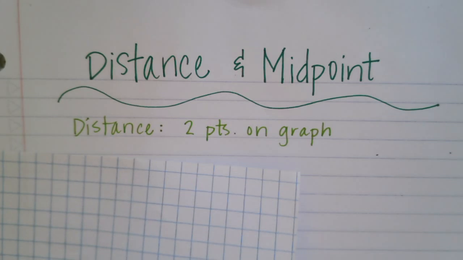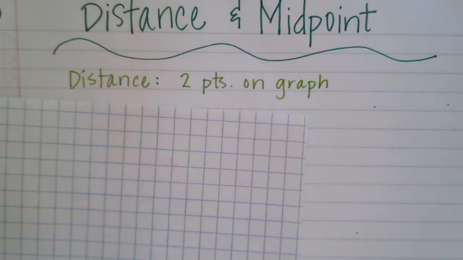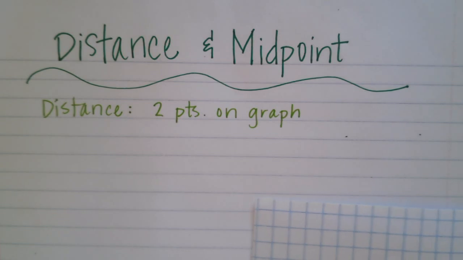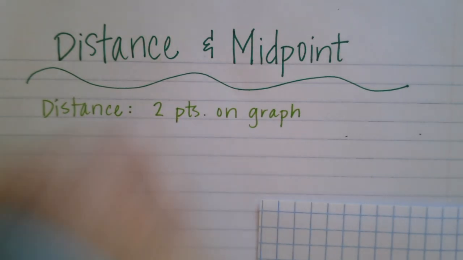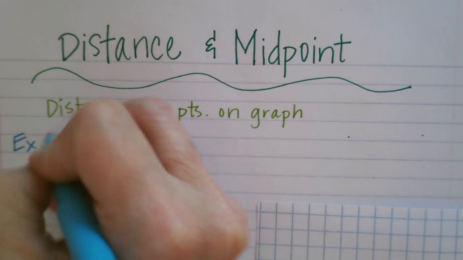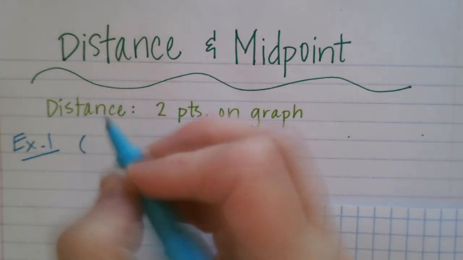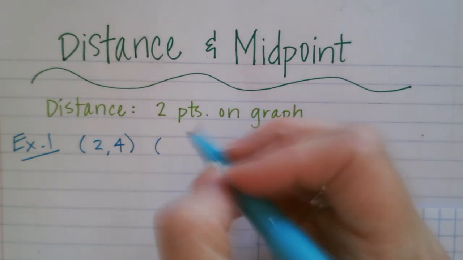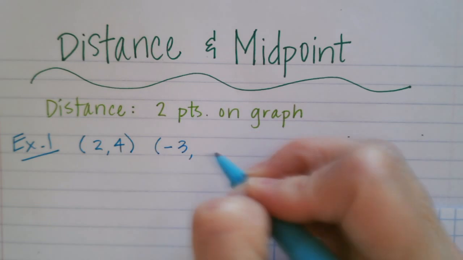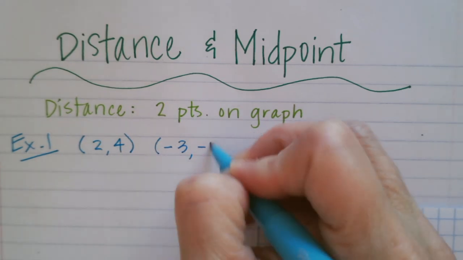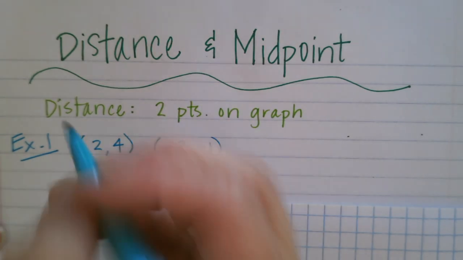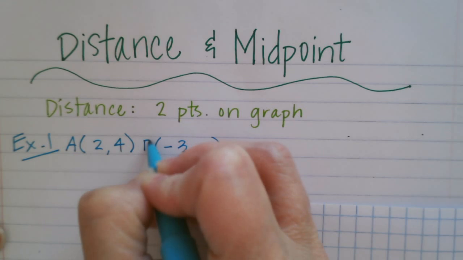I grabbed this piece of graph paper just because I had it. So for example 1, let's say we have the points (2, 4) and (-3, -1). Let's say that we want to find the distance between these 2 points. I'm going to call this A and this B.